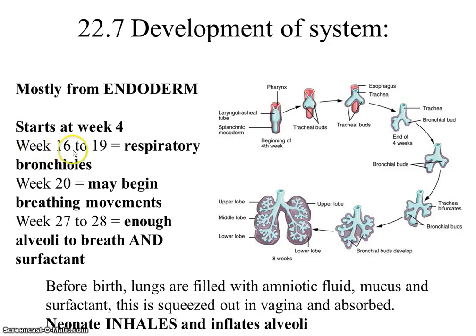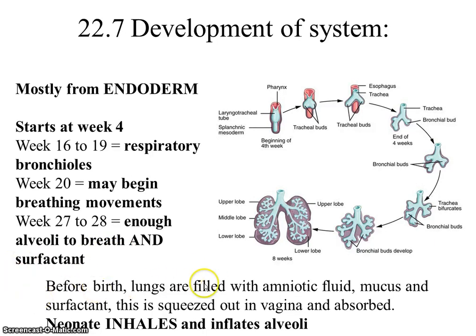And then about week 16, a couple months later, the respiratory bronchioles form, and you may begin some breathing movements, but you're not really moving air. You're just practicing, if you will. And then at weeks 27 to 28, there are enough alveoli to breathe, and surfactant is starting to be made. So that's why your survival becomes infinitely more likely around this time, because you would be able to take in air if you were born, and that's really, really important.